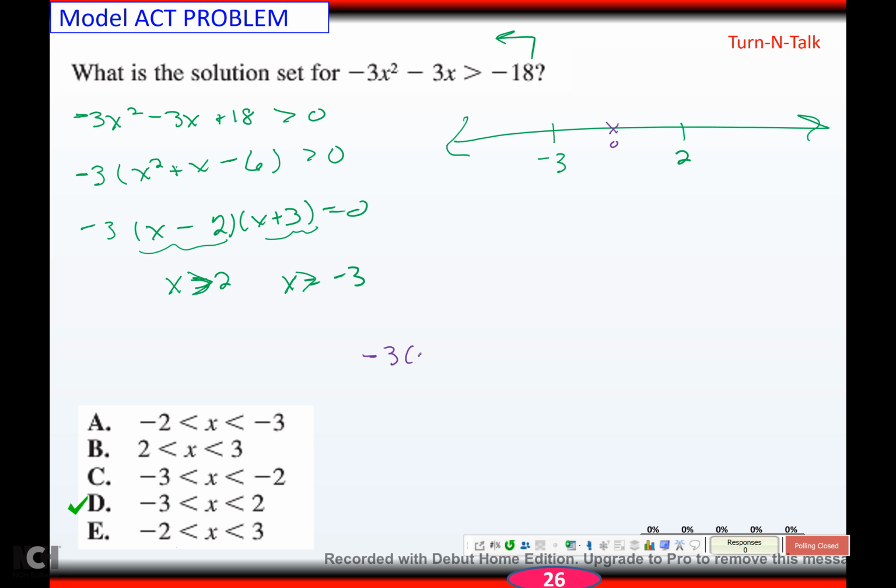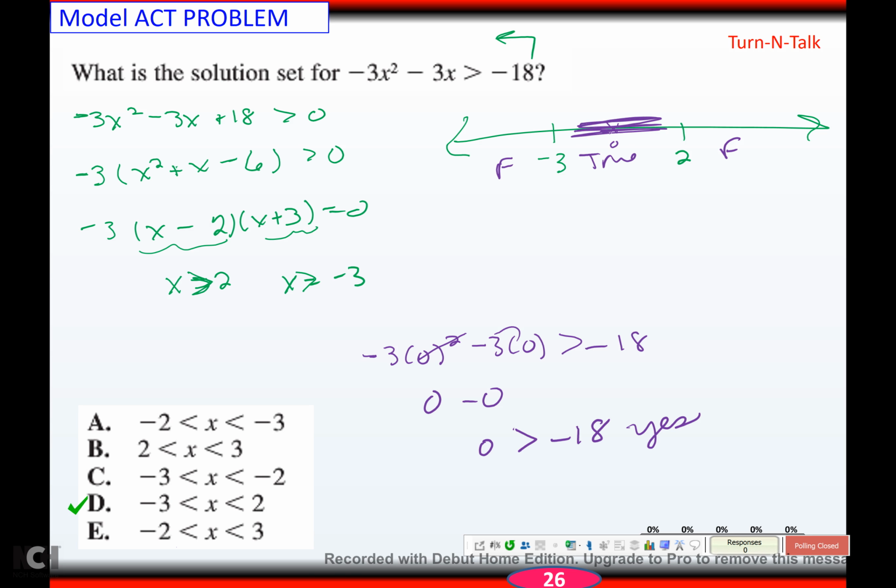So if I change all my x's to zeros, I want to know, is it a true statement or not? Well, that'd be 0 squared times negative 3 is 0. That's 0. 0 minus 0 is 0. Is 0 greater than negative 18? Well, yes, it is. So if this section is true, then these sections have to be false. So there would be my solution, which is all the x's between negative 3 and 2. But if you were graphing this, these would have no bars because it's not or equal to.